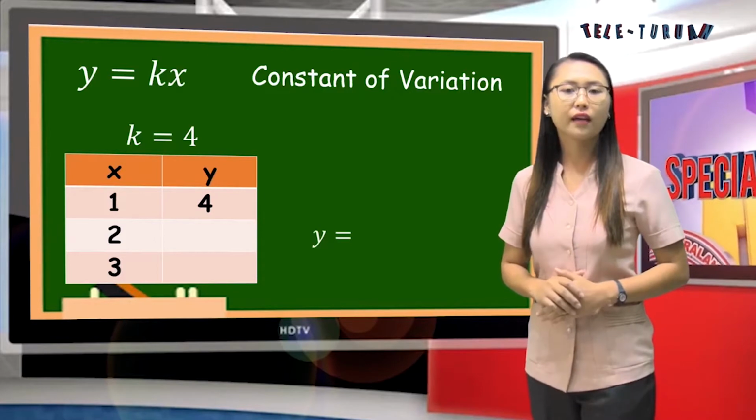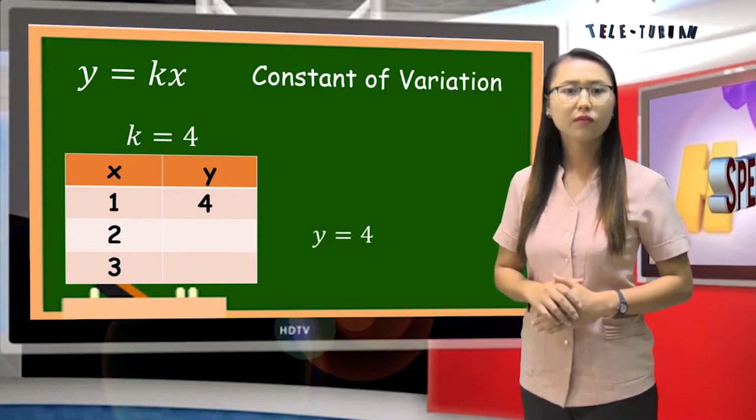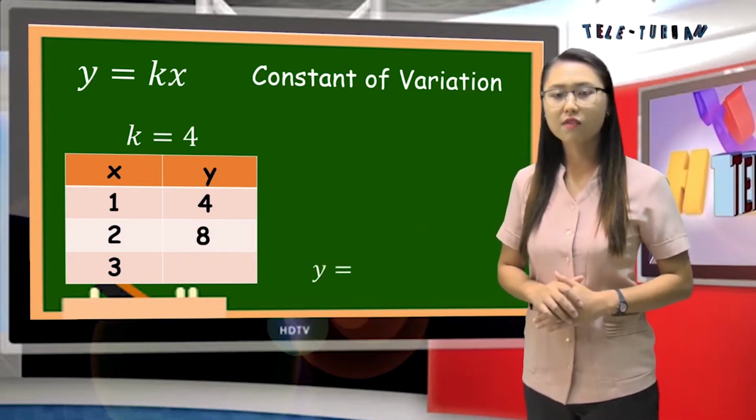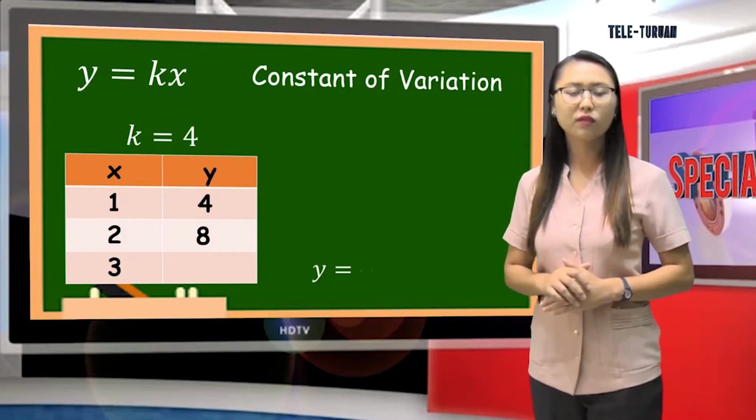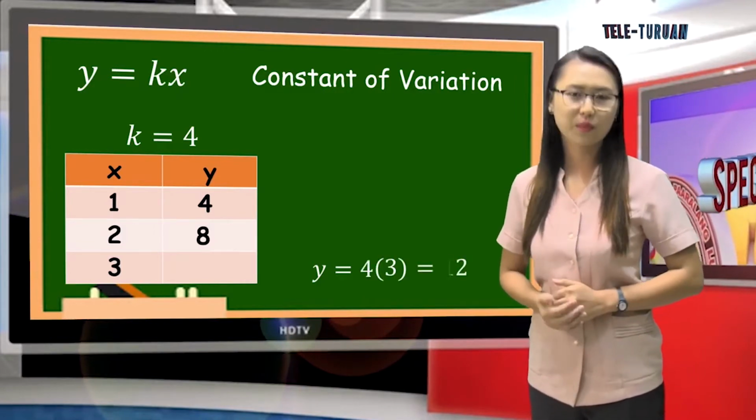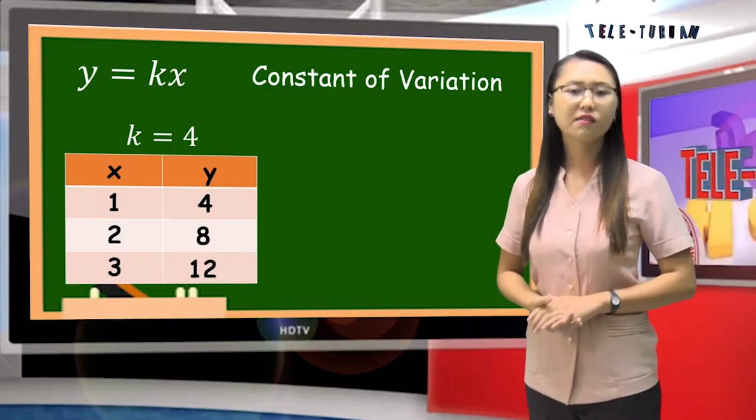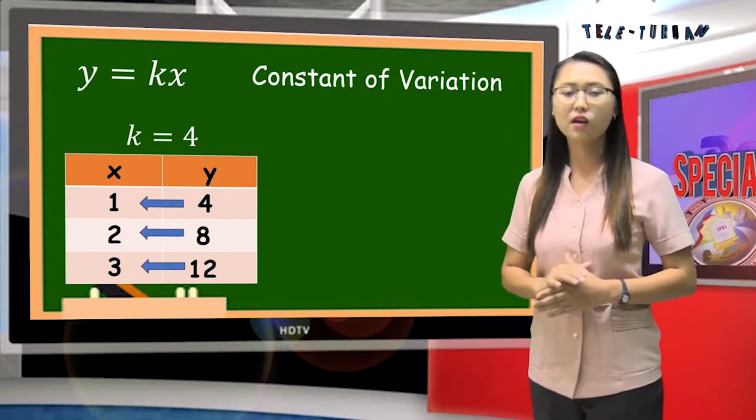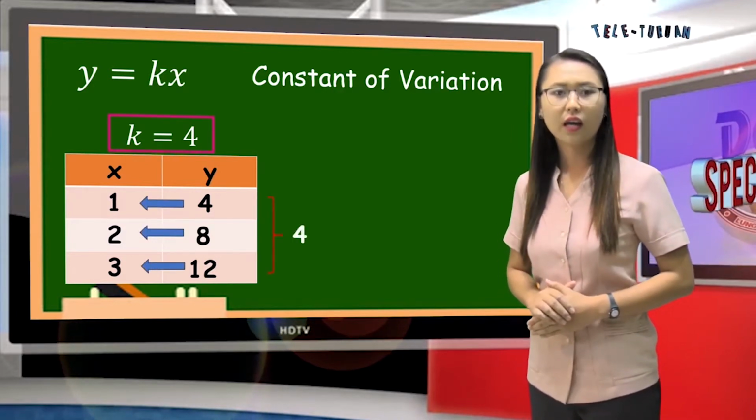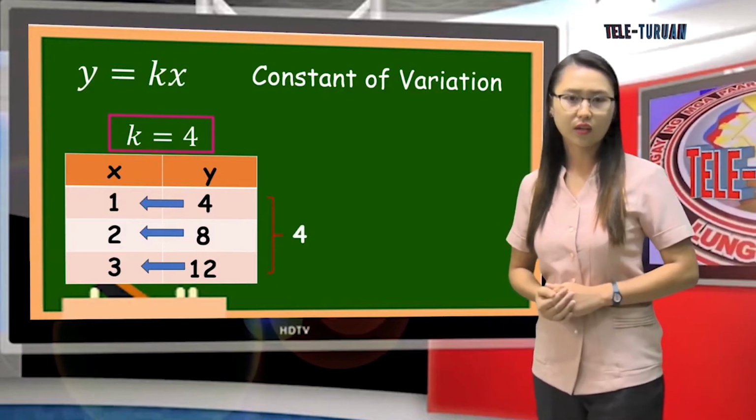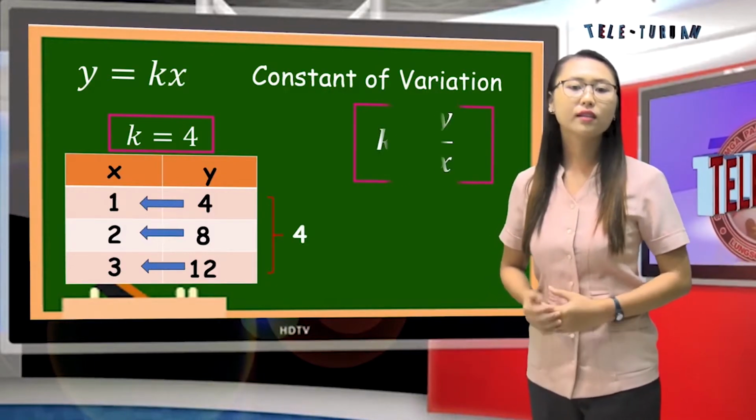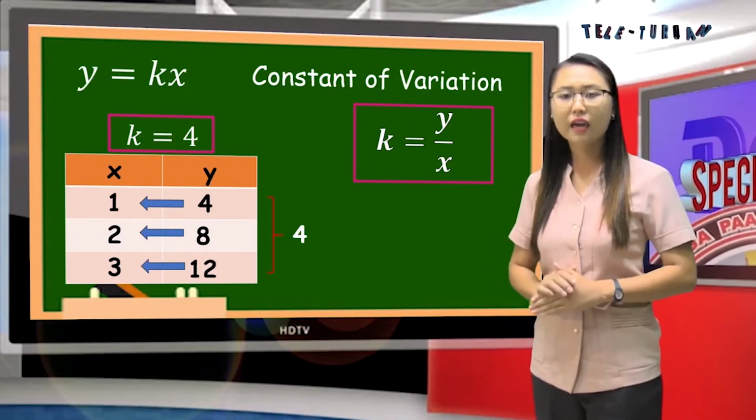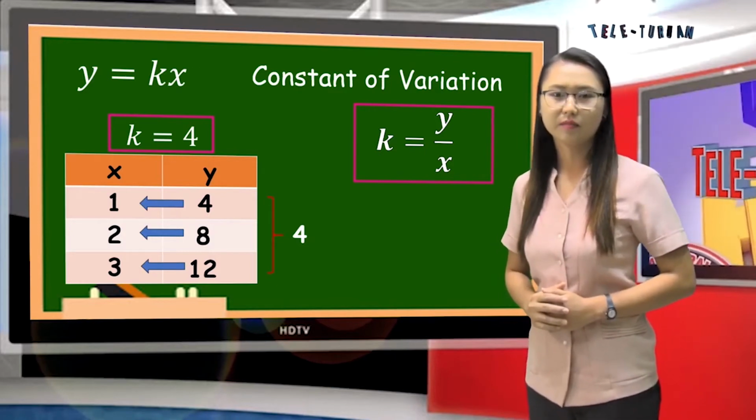Next, if the value of x is 2, we have y is equal to 4 multiplied by 2. So the answer is 8. And if the value of x is 3, we have y is equal to 4 times 3. The answer is 12. Now, by looking at the values of x and y, we will notice that when we divide the value of y by the value of x, the answer is always 4, which is our constant of variation. In direct variation, we can solve for the constant of variation by dividing y by x, or we have k is equal to y over x.